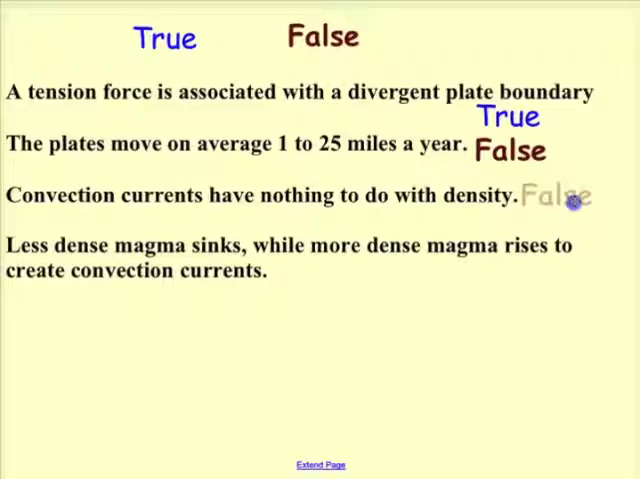That's absolutely false. Remember, scientists believe there are convection currents inside the mantle, and this happens as a result of magma being heated up, and when it gets heated up it becomes less dense than the surrounding material, and then it rises. Now this last question, less dense magma sinks while more dense magma rises, we kind of answered with this one. That obviously is false because less dense magma will rise, not sink.